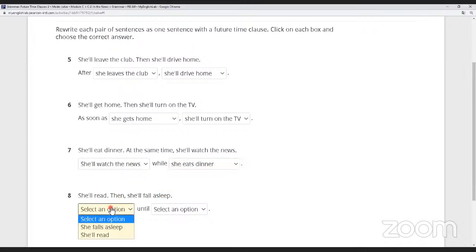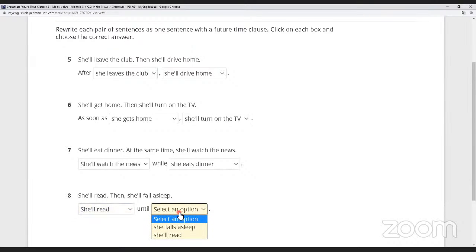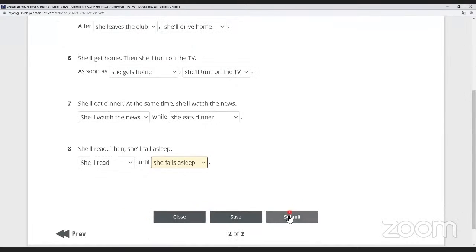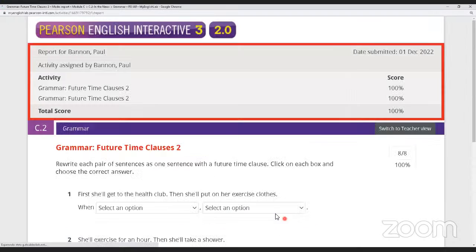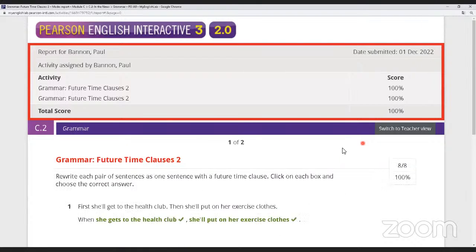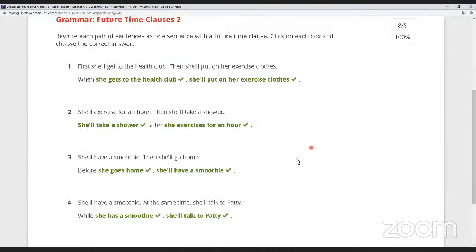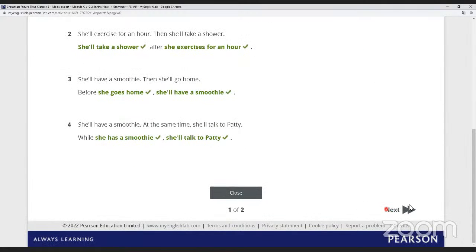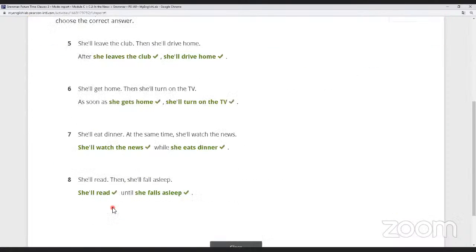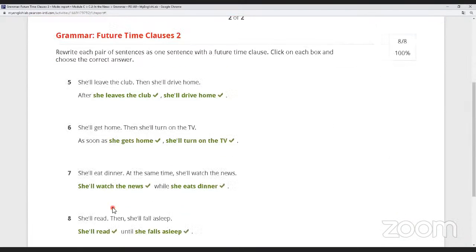At 8, she will read until she falls asleep. Okay, thank you. She falls asleep. Okay, it was great. You got 8 out of 8. Everything was great, right? So, do you have any question about this second practice? No. Okay, thank you. And we're gonna finish with the last practice we have.